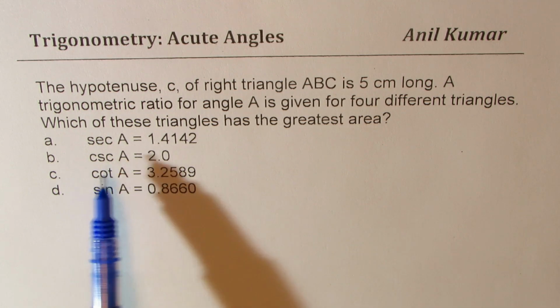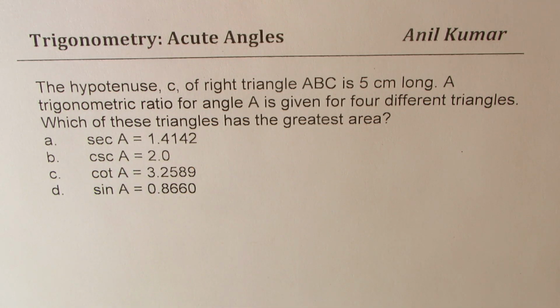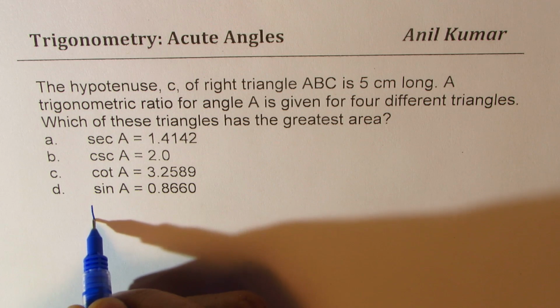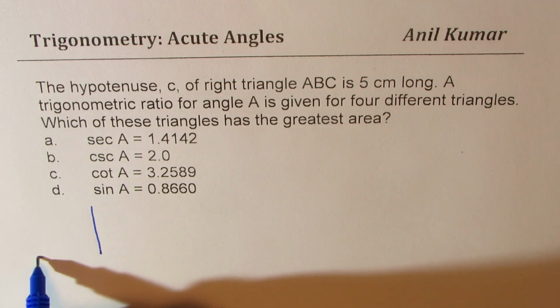We are given secant A equals 1.4142, cosecant A as 2.0, cot A as 3.2589, and sin A equals 0.8660. Okay, now you can actually pause the video and answer the question.